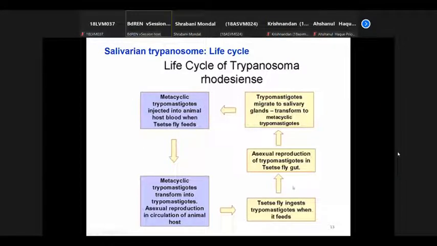So next, yellow color, you see the yellow color on the right side. The CC fly ingests trypomastigotes when it feeds. Then next, asexual reproduction of trypomastigotes in the CC fly gut. Trypomastigotes migrate and transform into metacyclic trypomastigotes, and this stage goes to the animal or final host by injection. So this is a cycle. Okay, Trypanosoma rhodesiense, an example has been given.